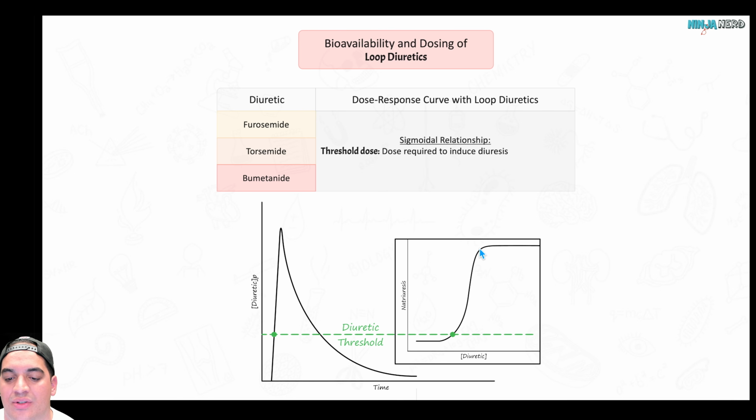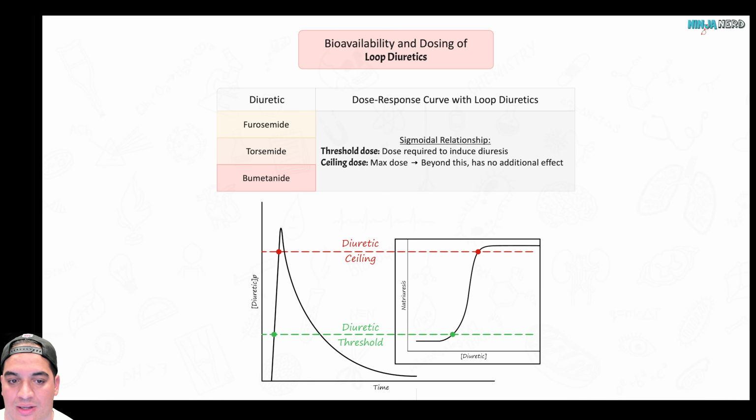So you reach the dose after which you get no more benefit, no more extra diuresis. That's our ceiling dose, all right? That's the max dose. Beyond this, you get no additional effect. Maybe this is 40 milligrams. Maybe this is at 120 or 200 milligrams. But if you give this or anything beyond that dose, you're not going to get any beneficial effect. So stay in this range and you'll get that maximum diuretic effect, all right?